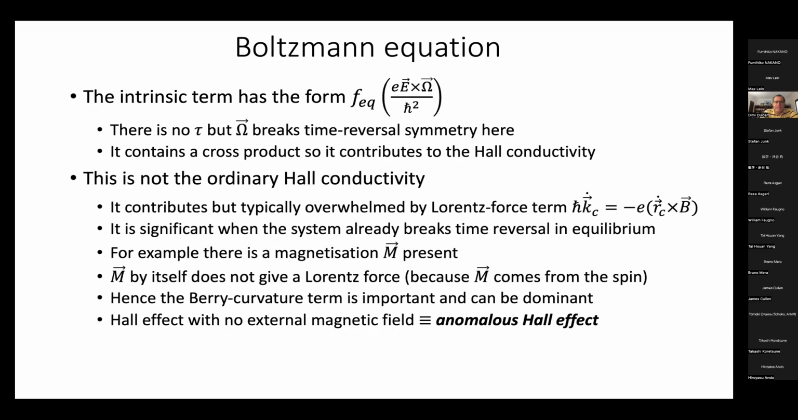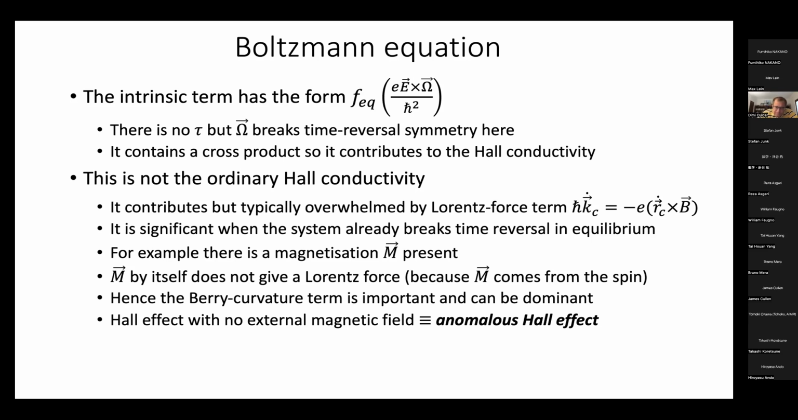This intrinsic term is going to be F equilibrium and then E cross something, cross the Berry curvature, right? Of course, Ω breaks time reversal. And since it is E cross something, it has to be Hall. It has to be transverse to the electric field, right? This is not the ordinary Hall conductivity. We don't have a magnetic field, right? There is no Lorentz force.